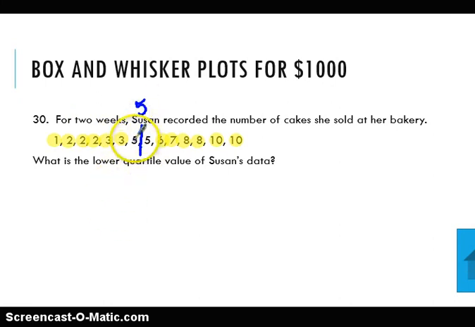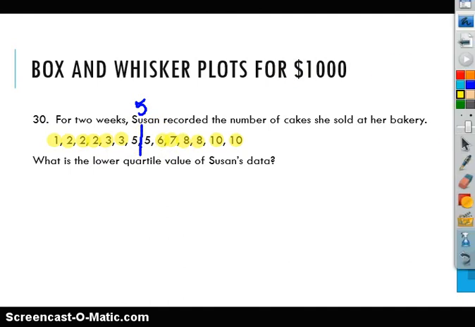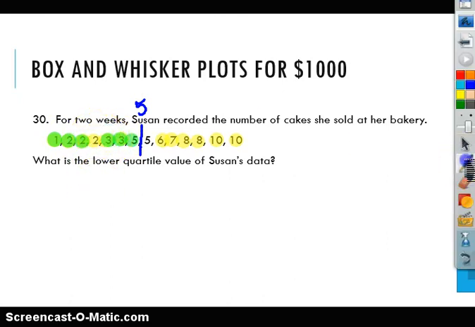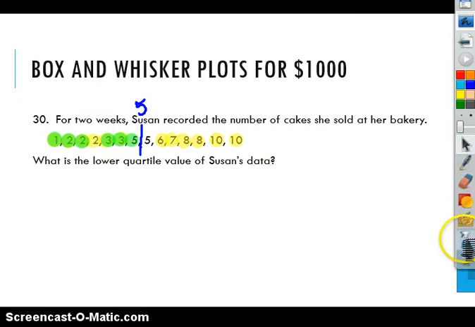Okay, now these guys are still included when I'm looking for quartiles. So, over here, to find the quartile: 1 and 5, 2 and 3, 2 and 3 again, and that leaves you with 2 in the middle there for the lower quartile. And that's all we've got for box and whisker plots.